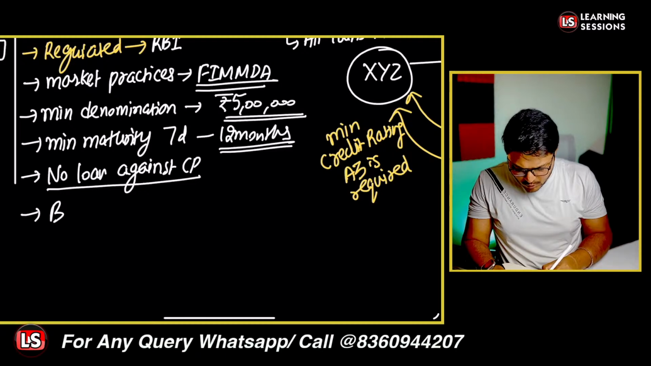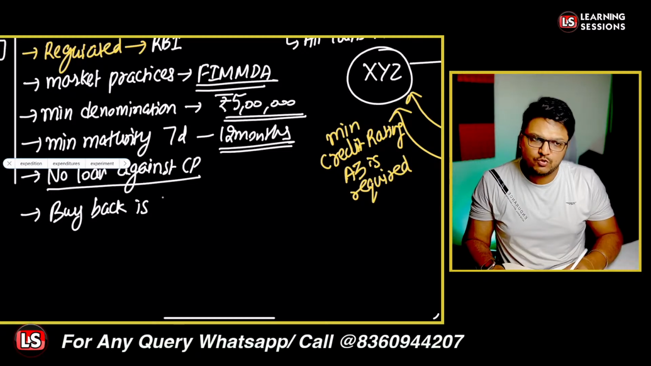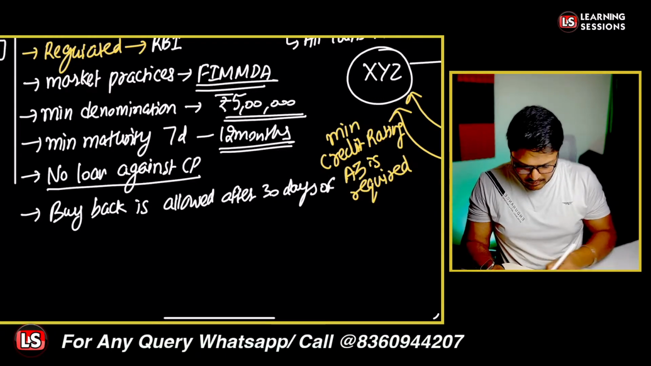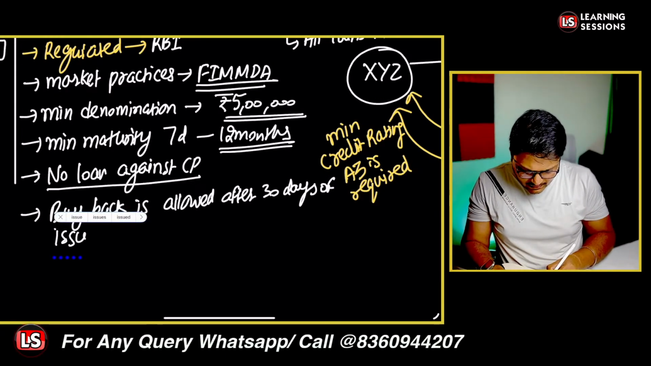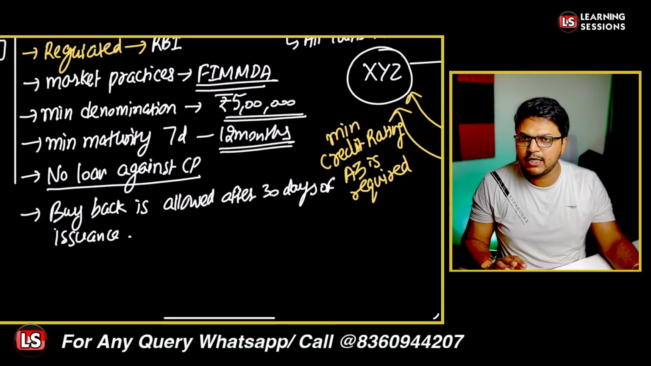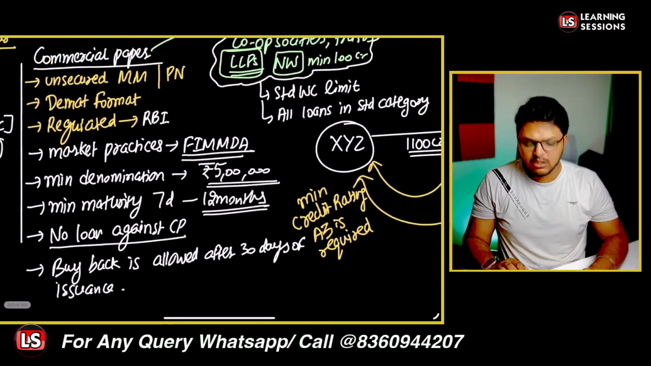Let's say a company wants to buy back the CP, so buyback is allowed after 30 days of issuance. It is allowed, but after 30 days of issuance only, not before that. You cannot buy back before the 30 days of issuance, right? So that is related to the commercial papers. That's all about the commercial papers.